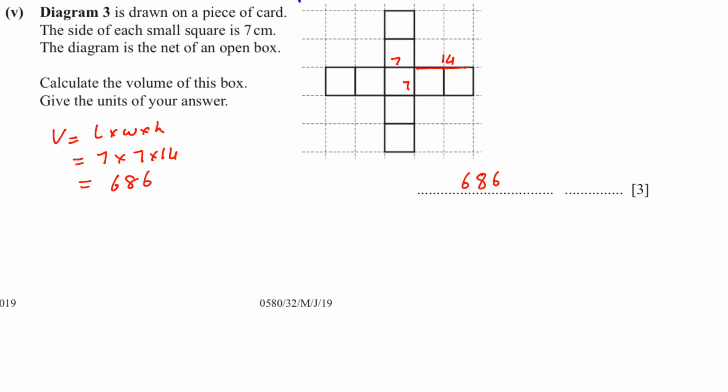They asked us to write it in the units. Volume is always cubic, so cubic centimeter.